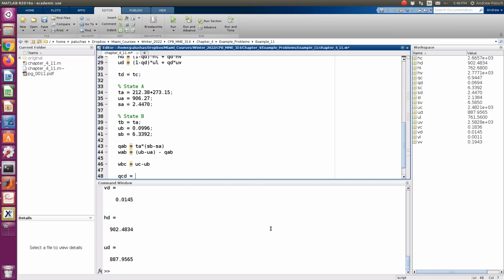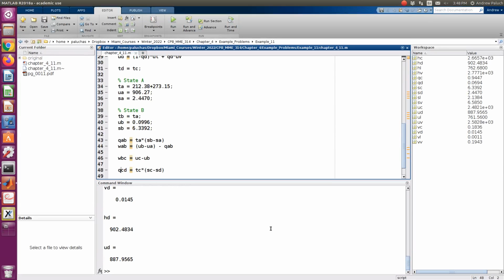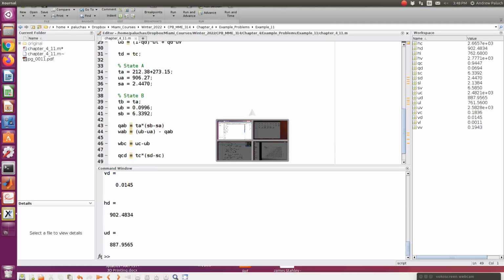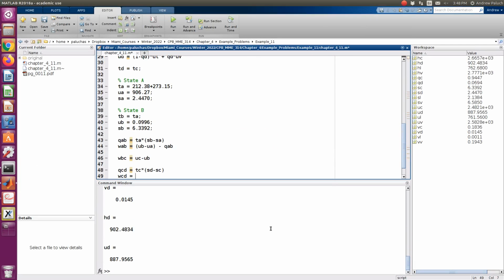QCD is equal to TC times SC minus SD. SD minus SC. WCD is equal to UD minus UC minus QCD.